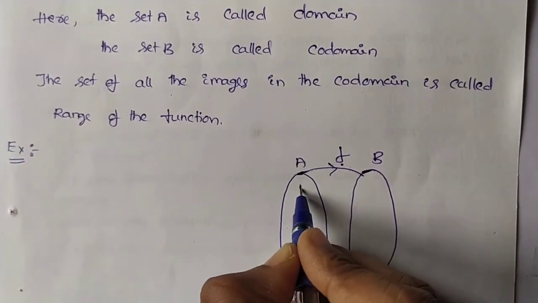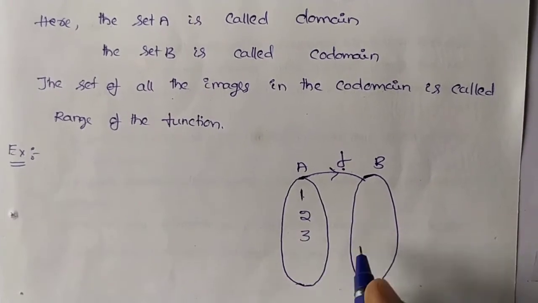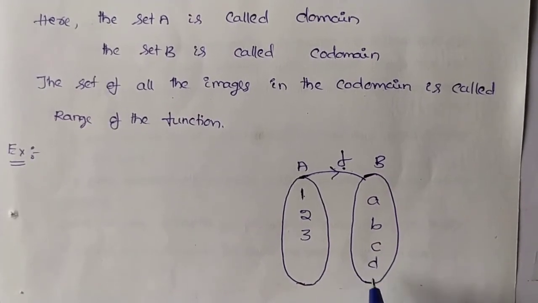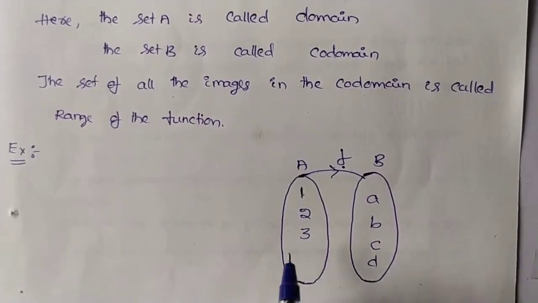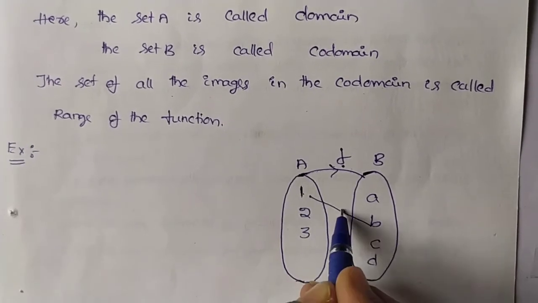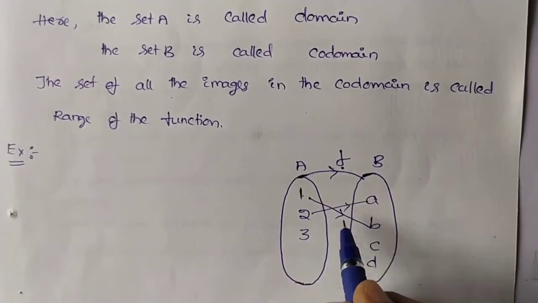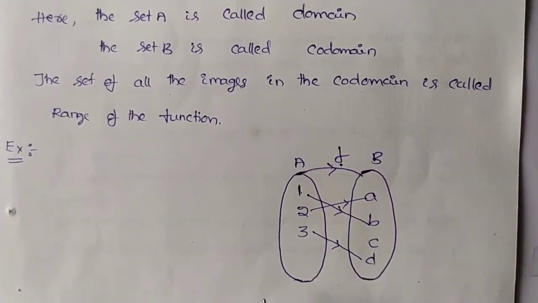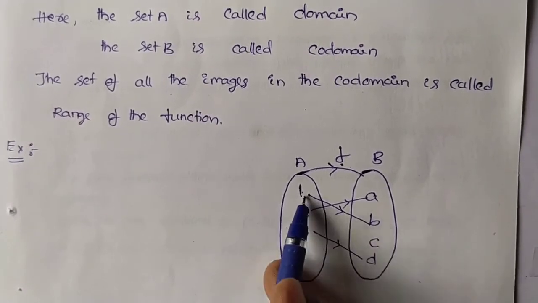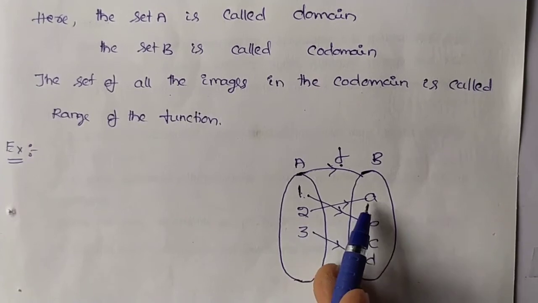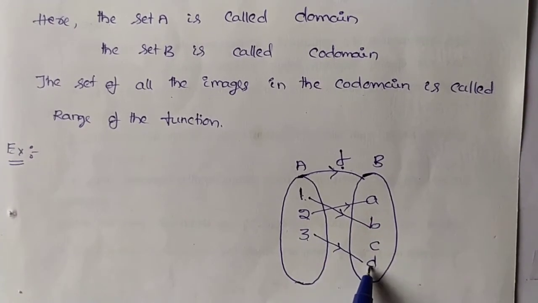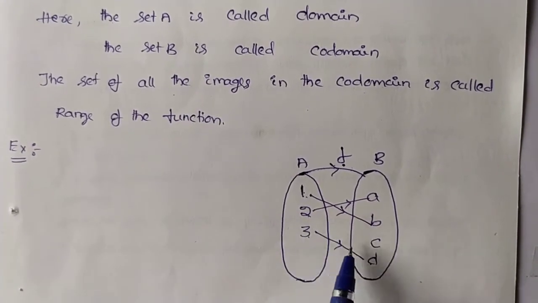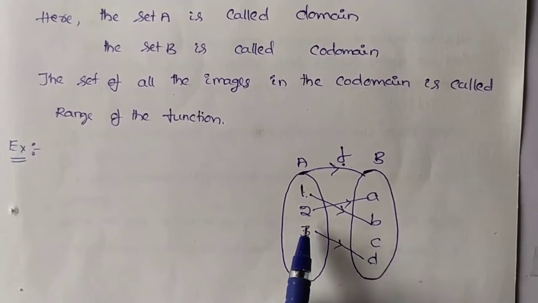Set A consists of 1, 2, 3. Set B consists of a, b, c, d. Now 1 is related to b, 2 is related to a, 3 is related to d. Is this a function? Yes, it is a function. 1 has only one image b, 2 has only one image a, 3 has only one image d. Therefore it is a function. Then what is the domain of this function?